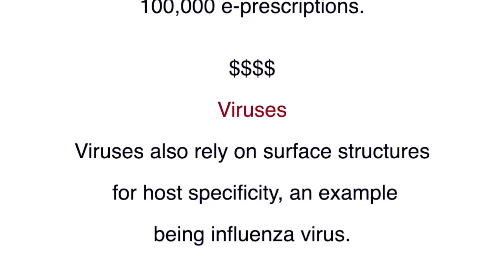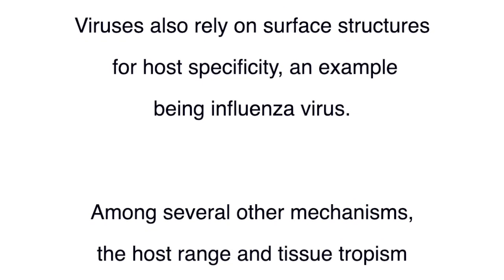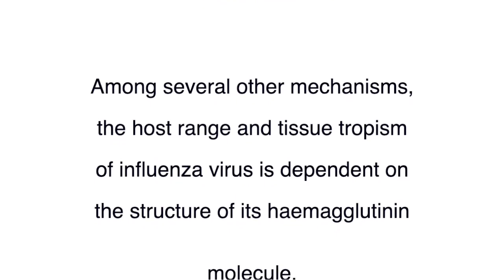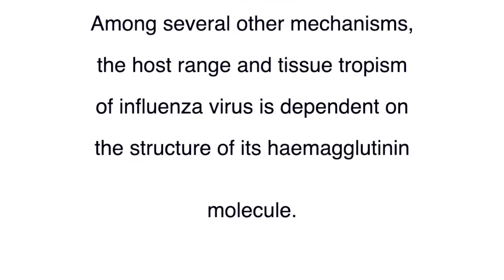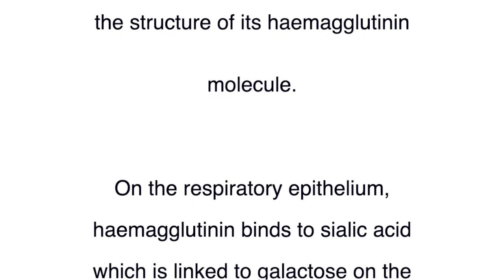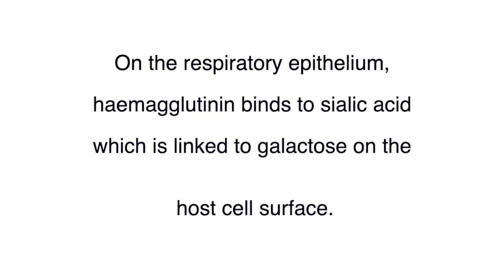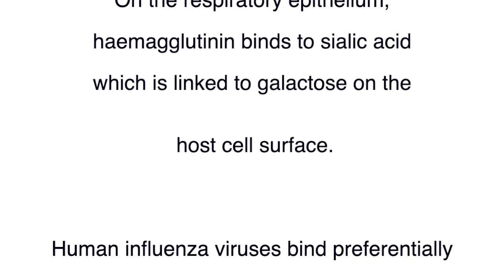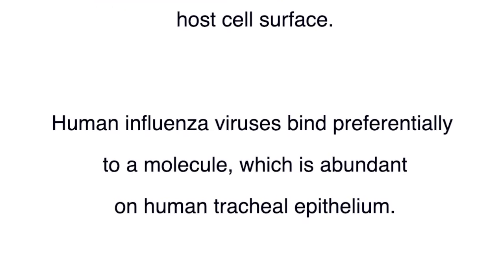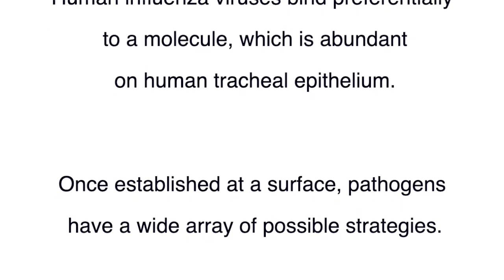Viruses. Viruses also rely on surface structures for host specificity, an example being influenza virus. Among several other mechanisms, the host range and the tissue tropism of influenza virus is dependent on the structure of its hemagglutinin molecule. On the respiratory epithelium, hemagglutinin binds to sialic acid, which is linked to galactose on the host cell surface. Human influenza viruses bind preferentially to a molecule which is abundant on human tracheal epithelium.